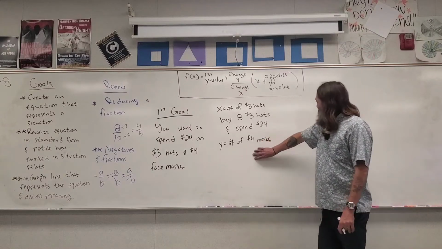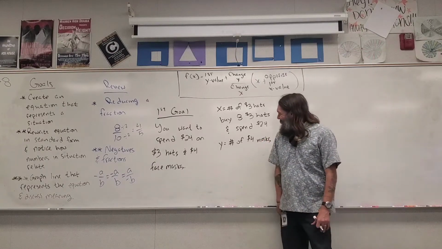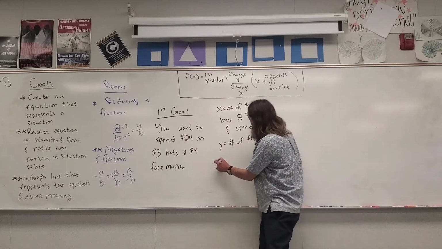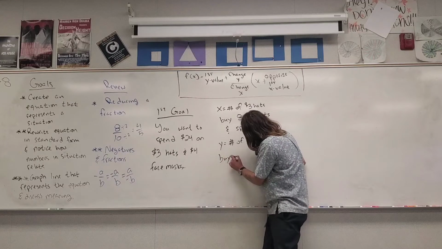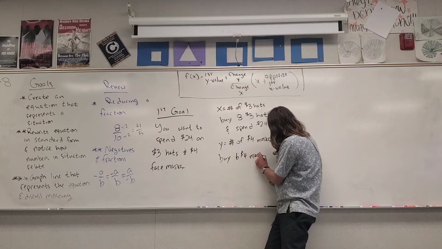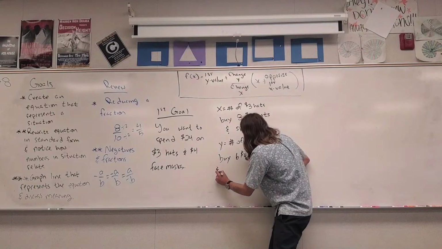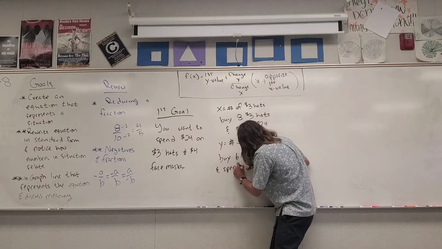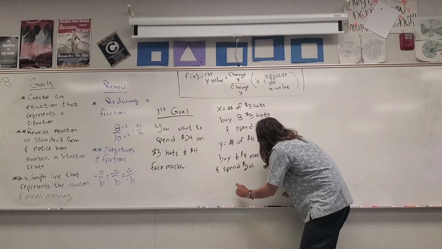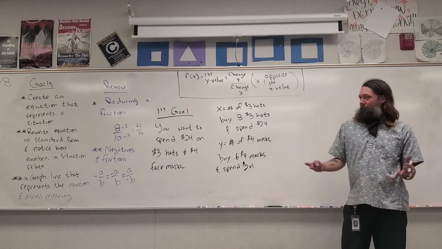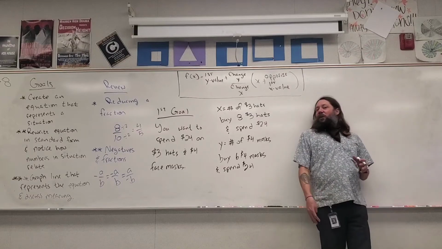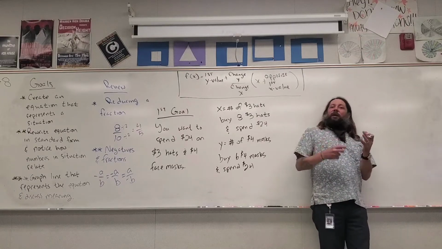Y is the number of $4 masks. That means that I can buy 6 $4 masks and spend $24. So again, remember, we want to spend $24. You can do that by only buying hats. You can do that by only buying masks. You can also do that as a combination of the 2.